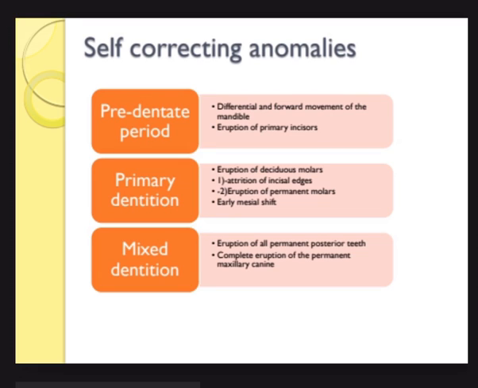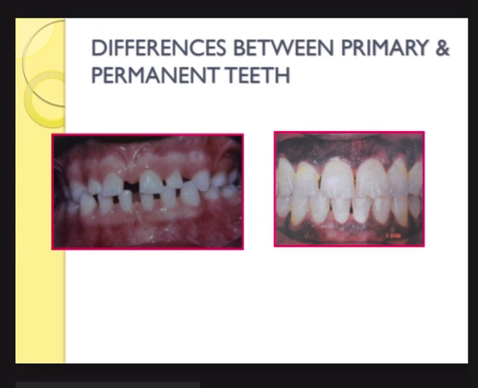It is again given in your PDF properly, but it is not mentioned what the different types of anomalies are. I just told you guys. Anyway, this lecture will be recorded, so you can hear the lecture again. So these are the self-correcting anomalies. No need to do any particular treatment for such anomalies. So that was with regard to the development of occlusion.